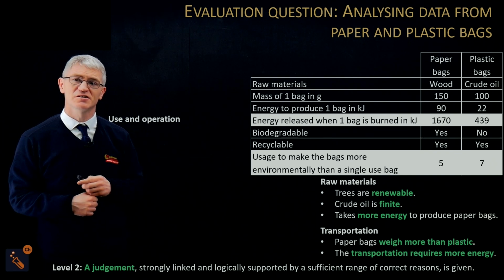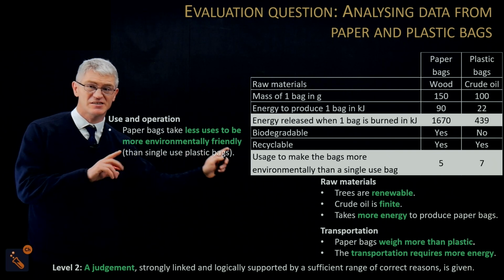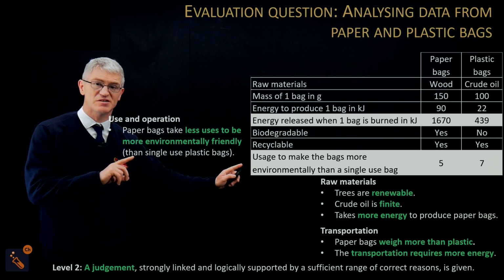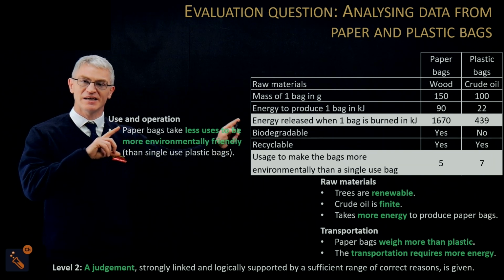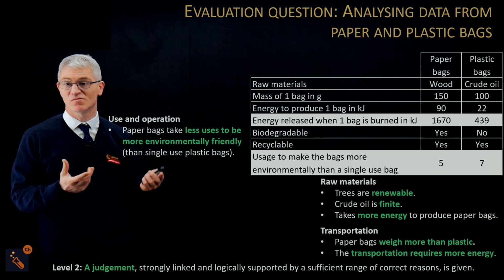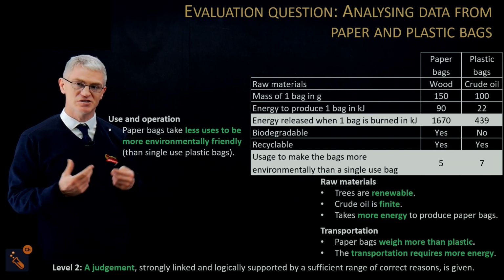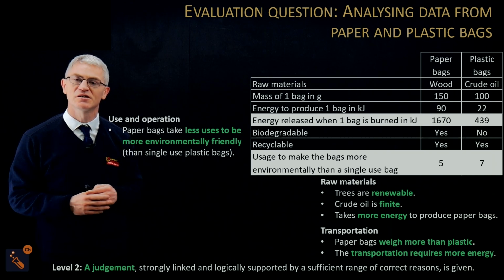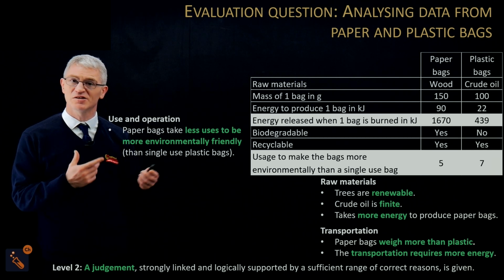Now, then move to use and operation, just like we did in the last one. Okay, the use and operation is going to be, it takes fewer uses to be more environmentally friendly. So this is this one down here. You can see fewer uses. All right, so the paper one is environmentally friendly after 5, whereas the plastic bag is after 7. We can also say energy released when one bag is burned. A way of reducing waste is to burn it and then use that for energy, which is done, for example, in a place I visited recently called Tromsø, and they use all their waste to produce that energy. So you get more from a paper bag than you would from plastic.